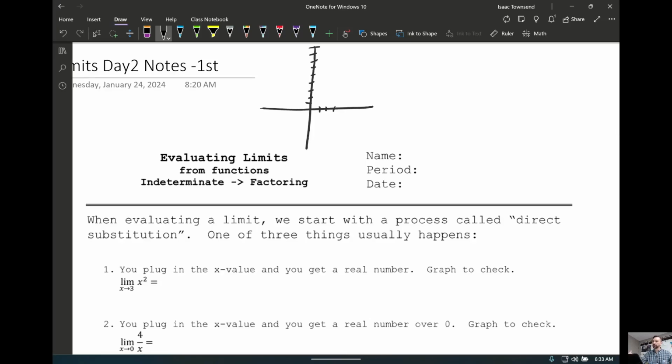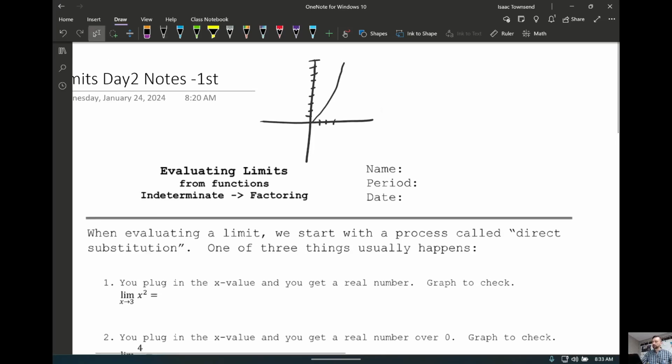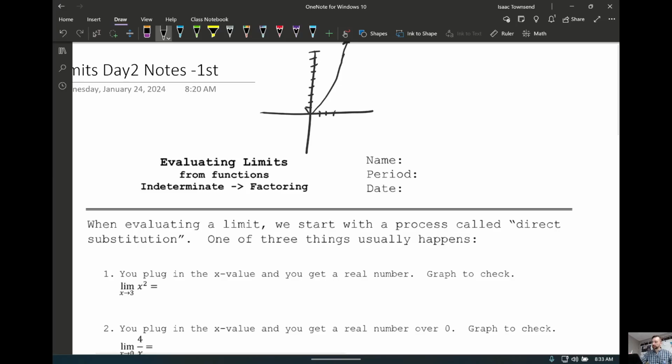Let me try to connect what we did last time to what we are going to be talking about today. So if we knew what a function looks like, x squared, if I wanted to know what's the limit as x approaches 3, we had to make sure that it's approaching the same y value on the left and the right. So from the left side, it approaches a y value of 9, and from the right side, it approaches a y value of 9. And since those were the same, that ended up being the answer to the question.